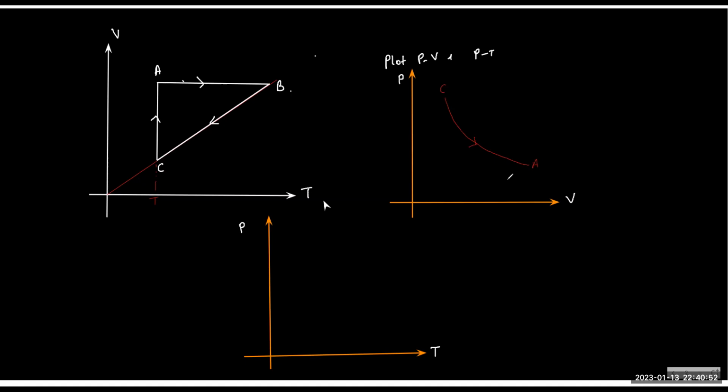Now we have to think of the other two processes. C to A is done. A to B. In A to B, what is happening? The volume is constant. Volume is constant, no? Yes, sir. So volume is constant from A to B. We are looking for A to B. The line is perpendicular to the x-axis. And A to B volume is constant.